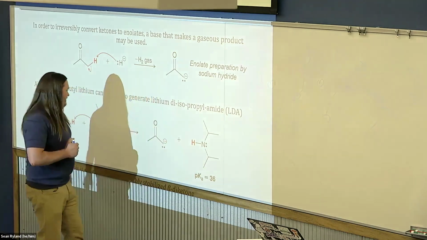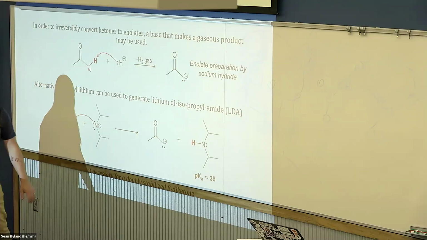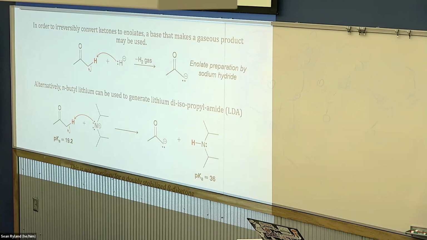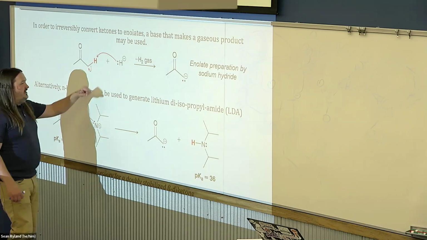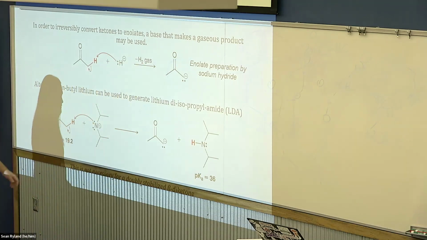So even though technically this is an equilibrium reaction, you look at the difference in the pKa values, we're talking about a difference of more than 15. We can essentially say that that goes to completion. It's gonna give us an equilibrium constant of 10 to the 15, so call it going to completion. And here, we're making hydrogen gas, which we can just remove from the system.